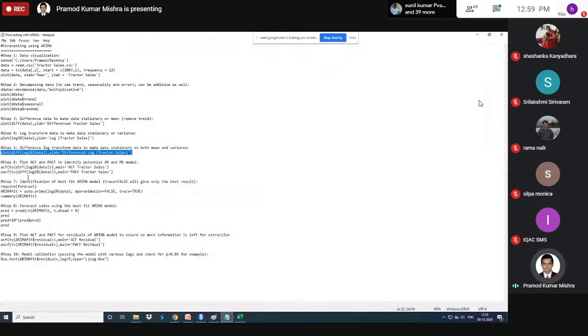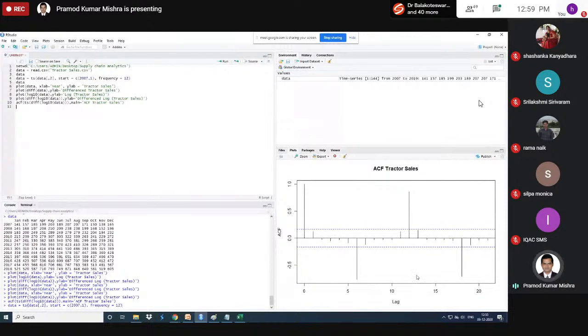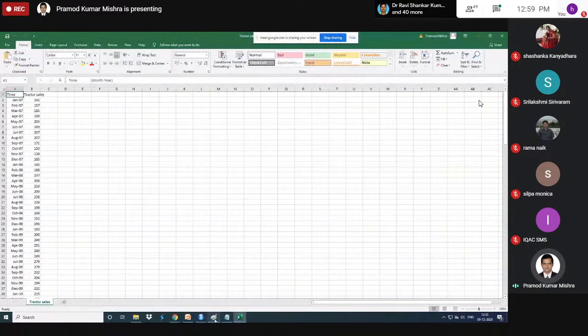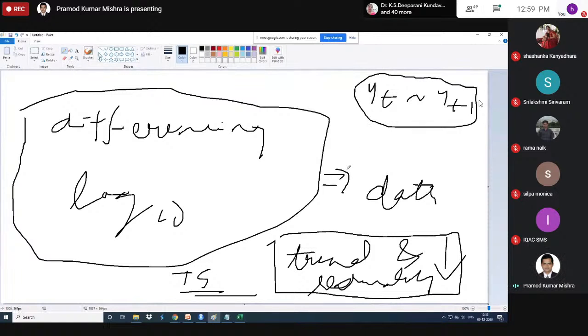Now let me get into the next step. I'm interested to see what my ACF and my PACF are, the autocorrelation and the partial autocorrelation. This is the autocorrelation function. Autocorrelation, I have already told you, is nothing but your yt series going with the yt minus 1 series. You just take the correlation. You know how to calculate the correlation, with the covariance.